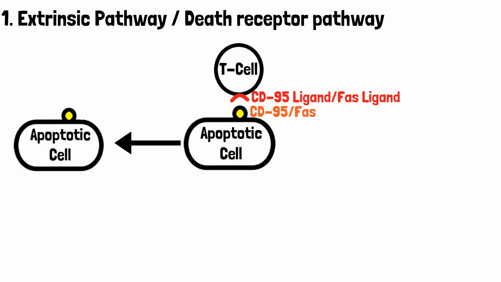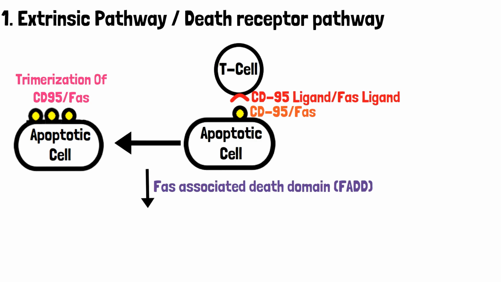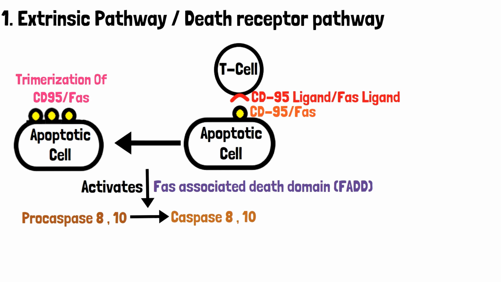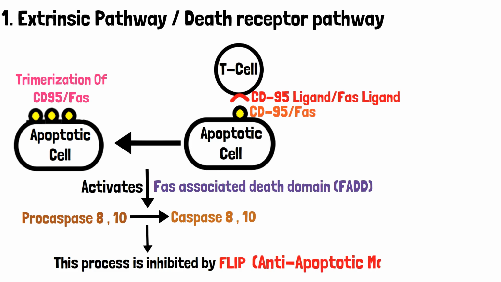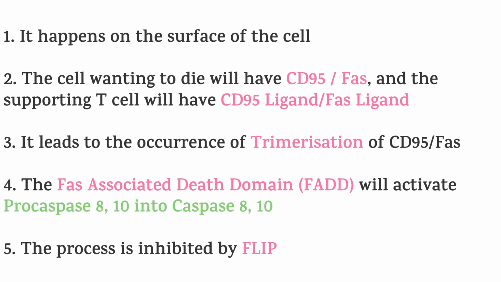This leads to trimerization of this CD95 or FAS on the apoptotic cell. After this process, there is something known as the FAS-associated death domain, which activates procaspase 8 and 10 into caspase 8 and 10, which are required for apoptosis of the cell. This process of activation of procaspase into caspase is inhibited by a molecule called FLIP, which is an anti-apoptotic molecule. These are the same steps in theoretical form. You can pause the video and read them.